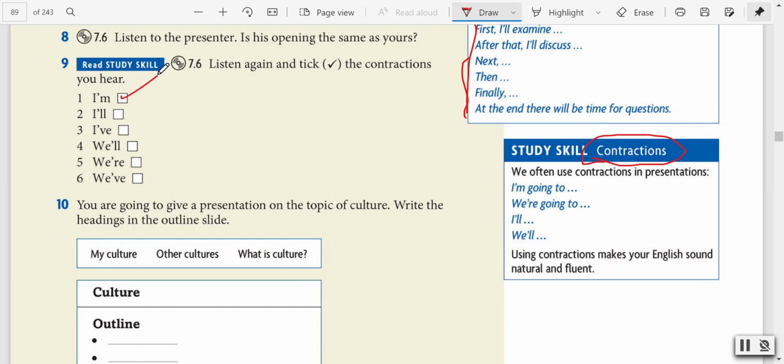For example, I'll, will, or we are. Okay, you can use them in your speaking.